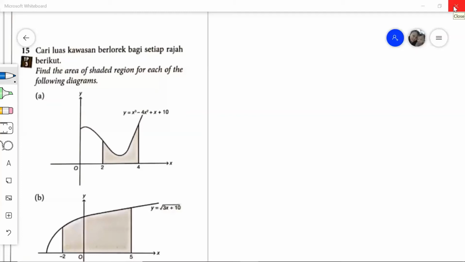Hi everyone, this is Practice Formatif of Chapter 3, question number 15. Over here we have to find the area of the shaded region for each of the following diagrams. So let's find the area under this curve.